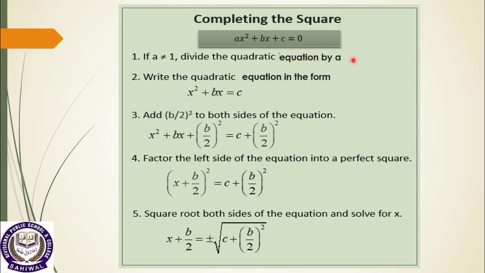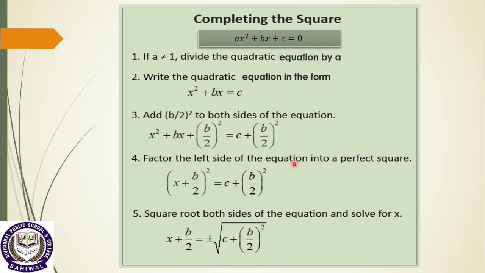First of all, you have to check the coefficient of x². If a is not equal to 1, then we divide the whole equation by a. Then we write the new quadratic equation in the form x² + bx = c. That is, we take the constant term from the left hand side to the right hand side. Then we add (b/2)² on both sides of the equation to complete the square on the left hand side.